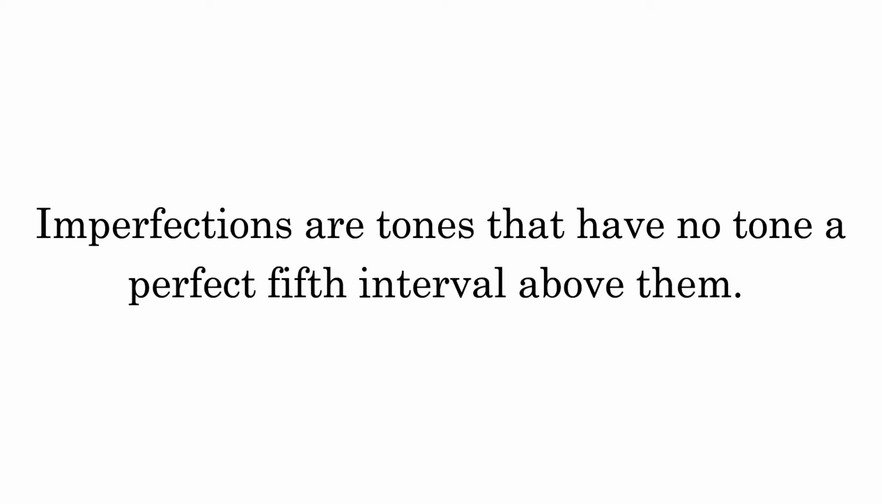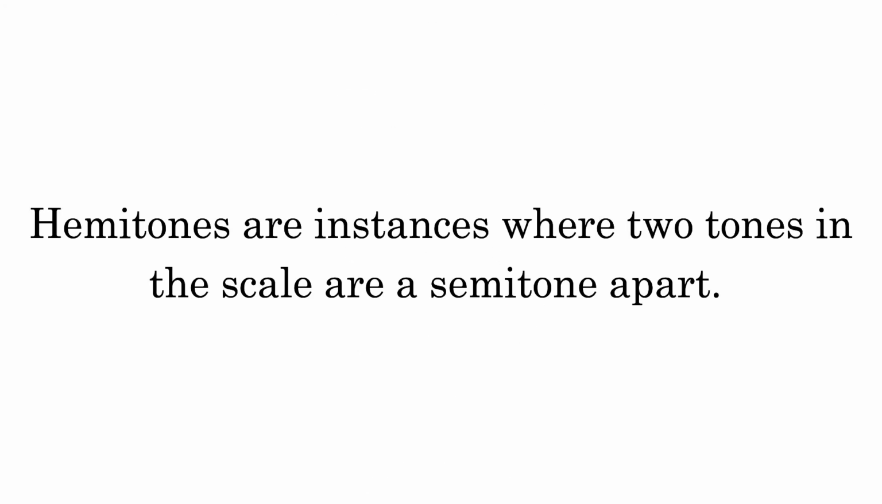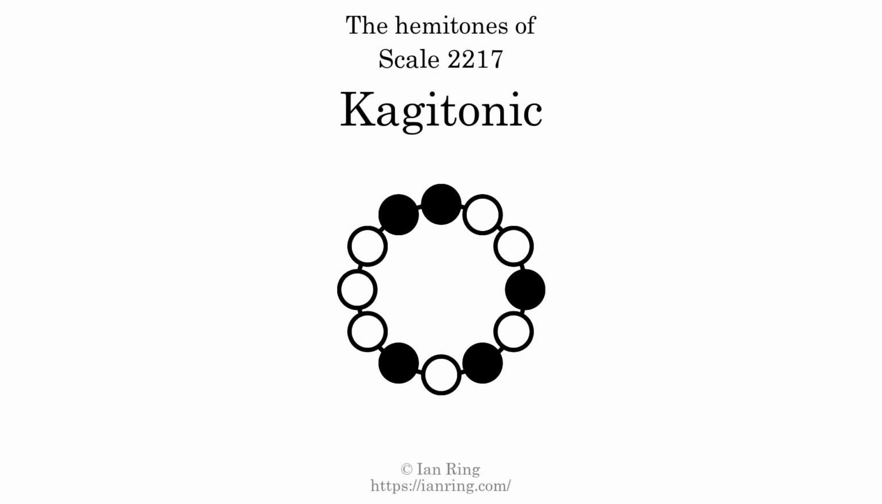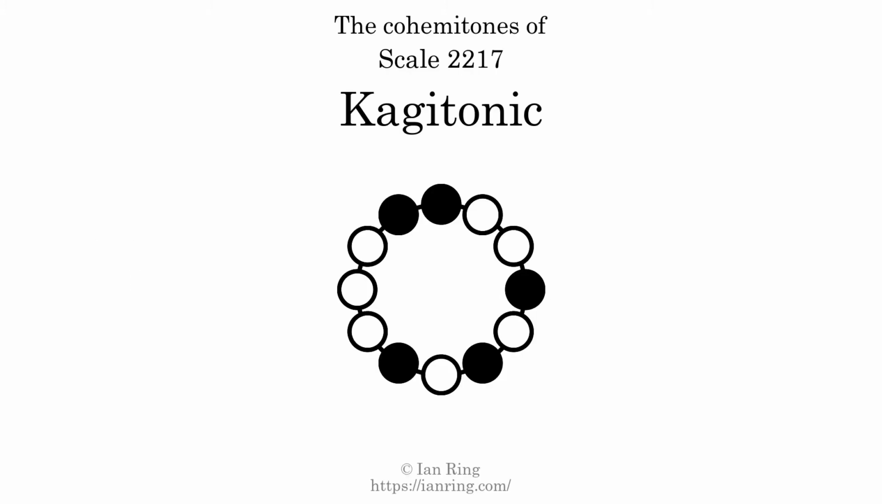Imperfections are tones that have no tone a perfect fifth interval above them. This scale has 3 imperfections. They are at positions here, here, and here. Hemitones are instances where 2 tones in the scale are a semitone apart. This scale has 1 hemitone. Here, cohemitones are instances where 2 hemitones are beside each other. This scale has no cohemitones.